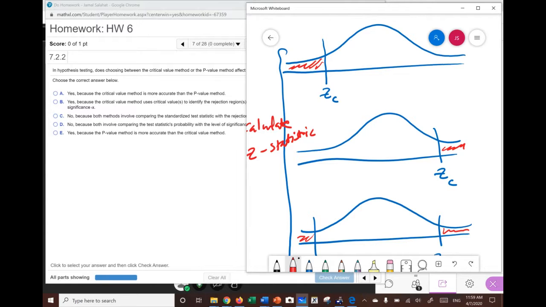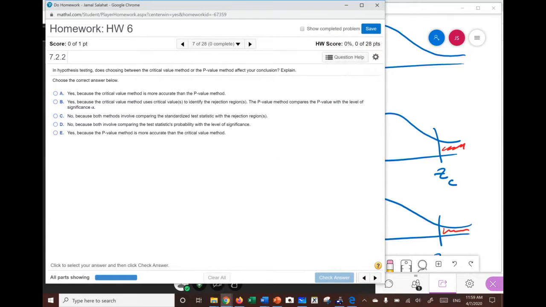We're not going to use the Z statistic and Z critical method. We're going to rely heavily on the p-value because it's easier and faster to use. But let me emphasize here, it doesn't matter which method you use. If you use it correctly, it's going to lead you to the same conclusion. So let's go back to our question. Does choosing between the critical value method and the p-value method affect your conclusion? The answer will be no. Both should give us the same answer. So that would be C or D.